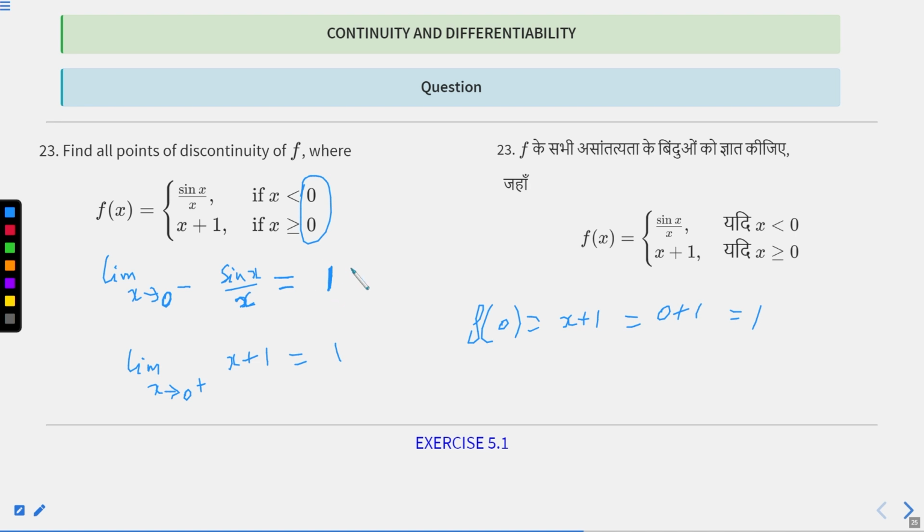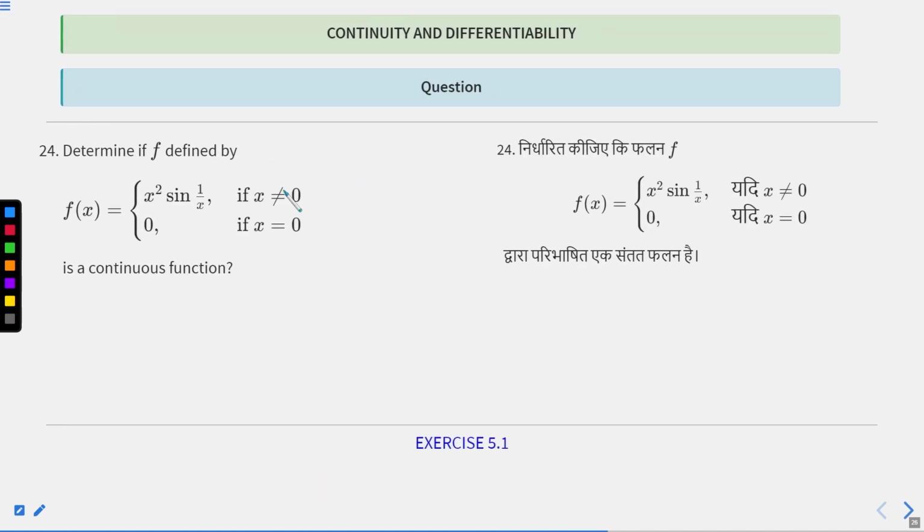Okay, let us move next. So we have to determine whether the given function is continuous or not. It is continuous at every point x not equal to 0. For x equal to 0, let us check.